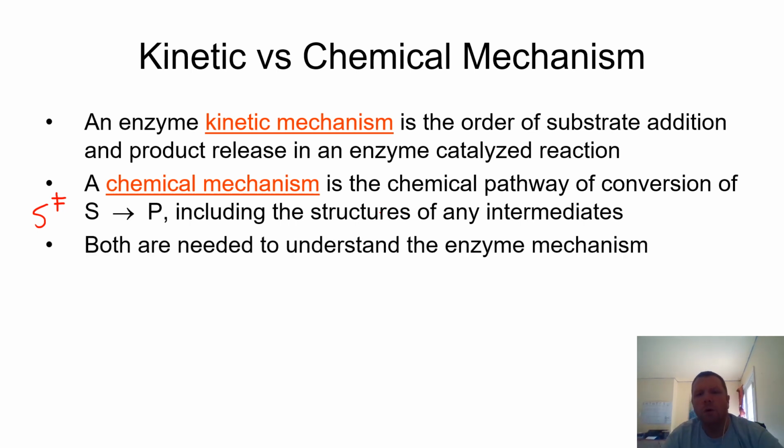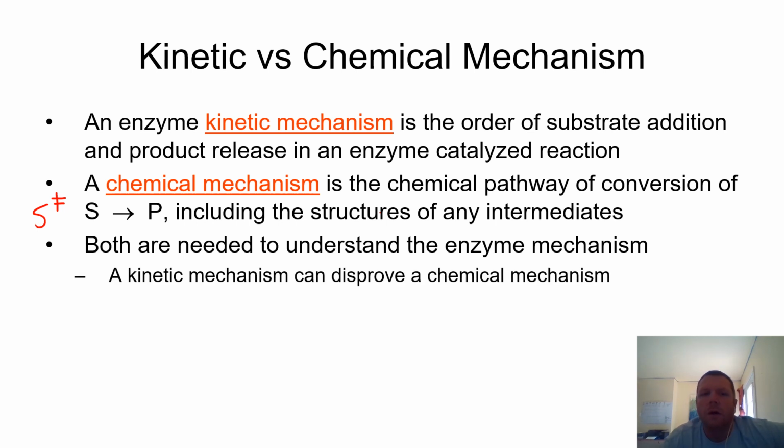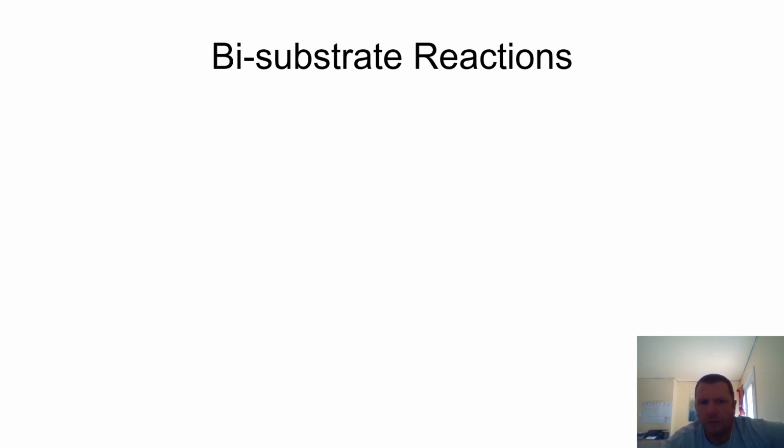And so in order to actually understand an enzyme, you have to understand both of these different things. You have to understand what these different molecules look like through the progression of the reaction. You also have to understand the sequence, so both the kinetic and the chemical mechanisms. Okay, so a kinetic mechanism can disprove a chemical mechanism.